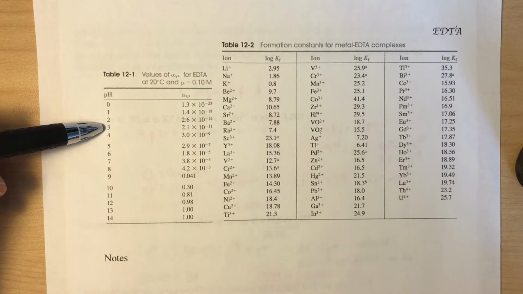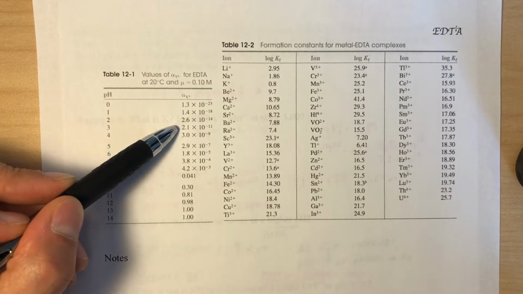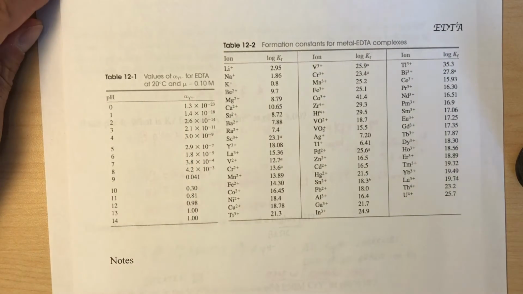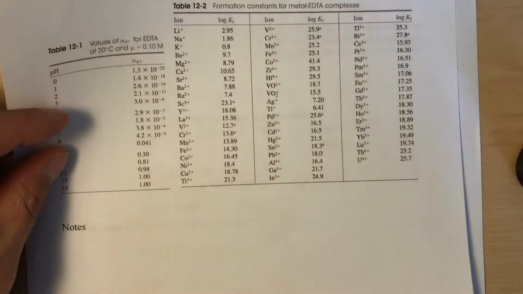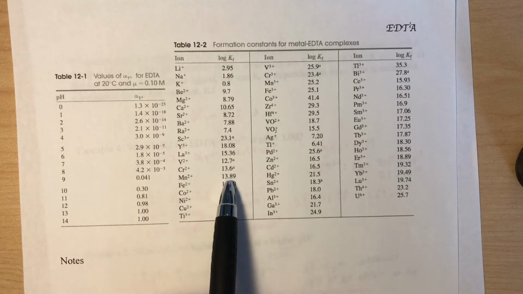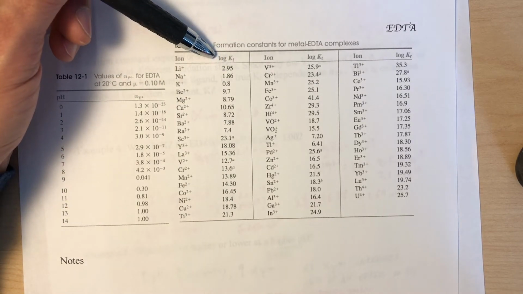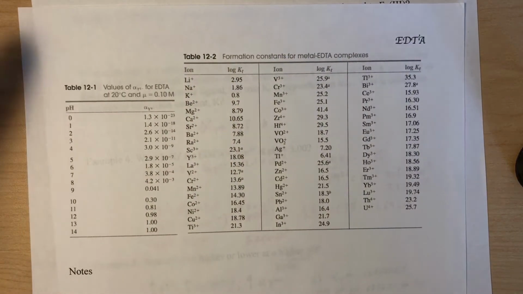For a pH of 3, we have a fractional composition value, an alpha, that's equal to 2.1 times 10 to the negative 11 for EDTA. So that's the value of alpha that we're going to use. The metal that we're using is manganese in the +2 oxidation state. Over here, we have manganese in the +2 oxidation state, and we have a value of 13.89. It's very important to realize that that 13.89 value is presented in the form of the log of Kf. So in order to get to the Kf, we need to do 10 raised to that value.